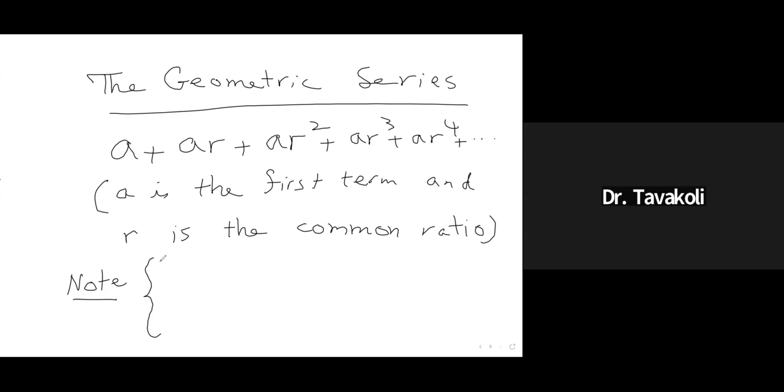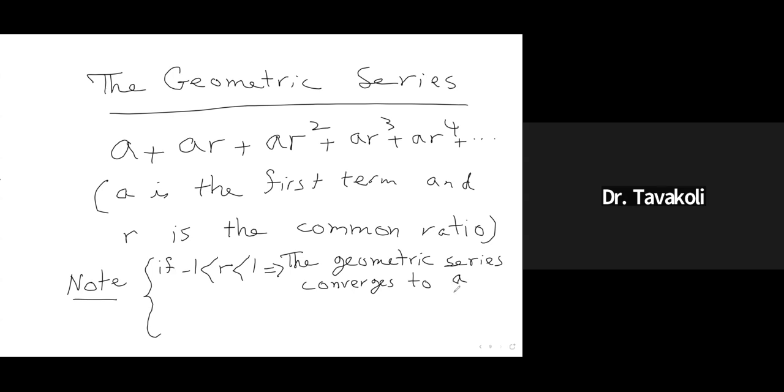If the common ratio R is between -1 and 1, strictly more than -1 and strictly less than 1, like 1/2, like 2/3, like -2/3, so any number more than -1 and less than 1, then the geometric series converges to this number, A, the first term, over 1 minus R.